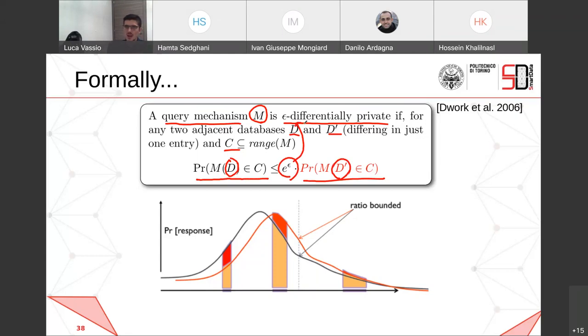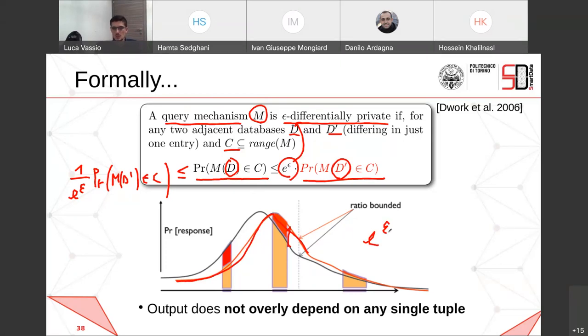Given the fact that D and D prime can be interchangeable, then of course we can also create the opposite inequality, so we can say that we also have 1 over e to the power of epsilon times the probability of M(D prime) in C. And so we can see that it's really bounded between e to the power of epsilon and e to the power of minus epsilon. This definition says that if we have two outputs, they should have a bound on the ratio. We can also divide the two, and then the ratio is e to the power of epsilon. And so the output will not depend too much on a single tuple, because at maximum there will be this ratio e to the power of epsilon. And the participation in that set will pose no additional risk, because we know that the output will not depend on it.